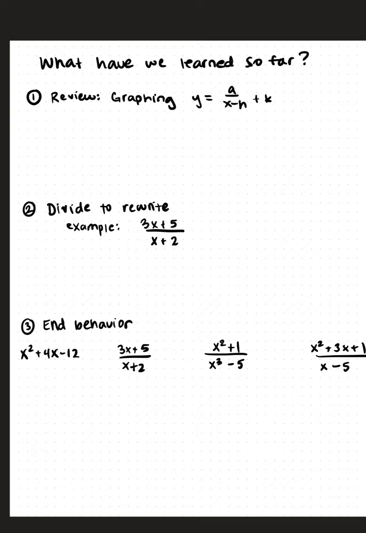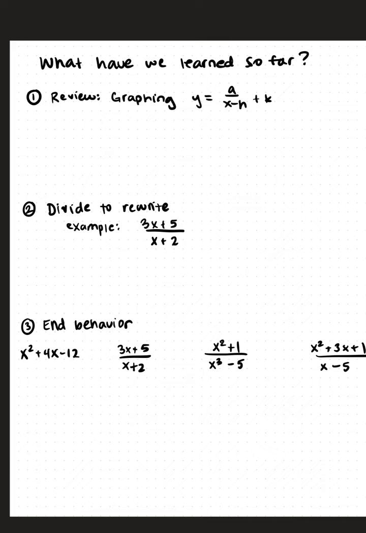Hey guys, before you start your work today, I wanted to give you an overview of what we have learned, or what we should have learned so far. The first thing I wanted to talk about is what we reviewed about graphing rational functions in lesson 421.